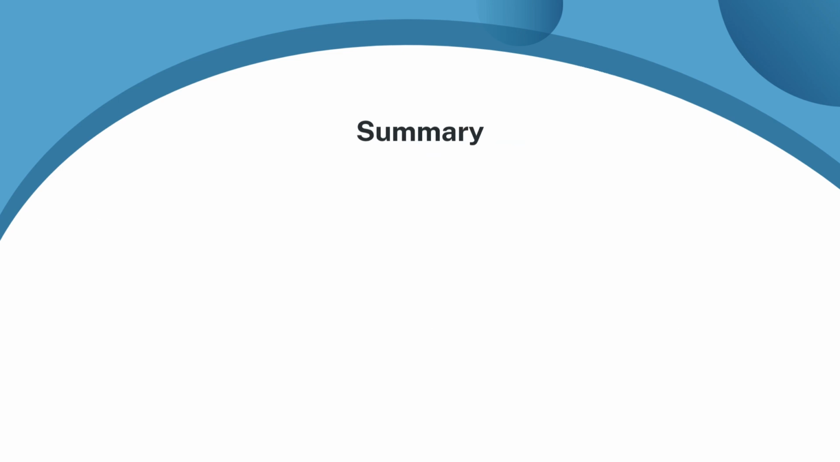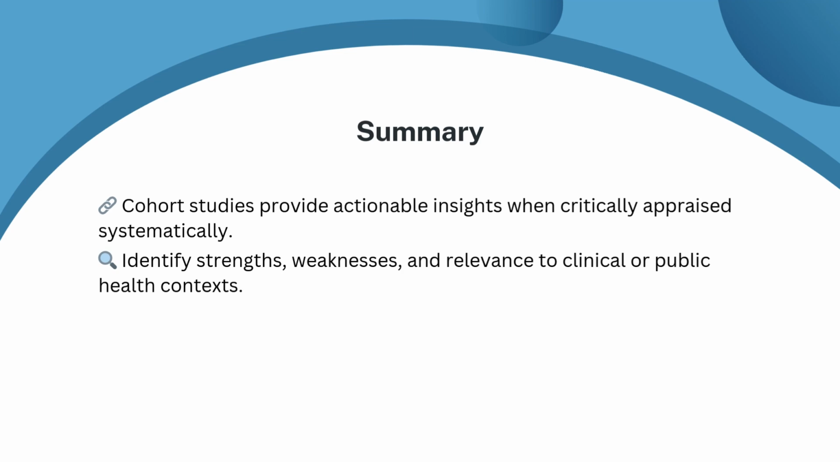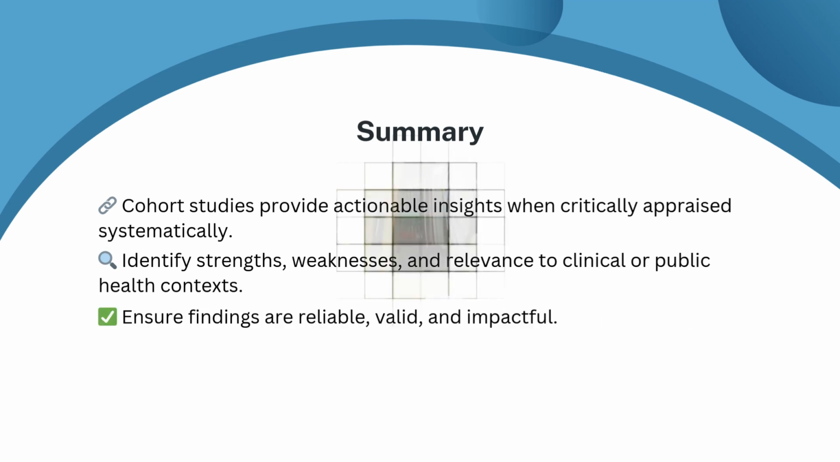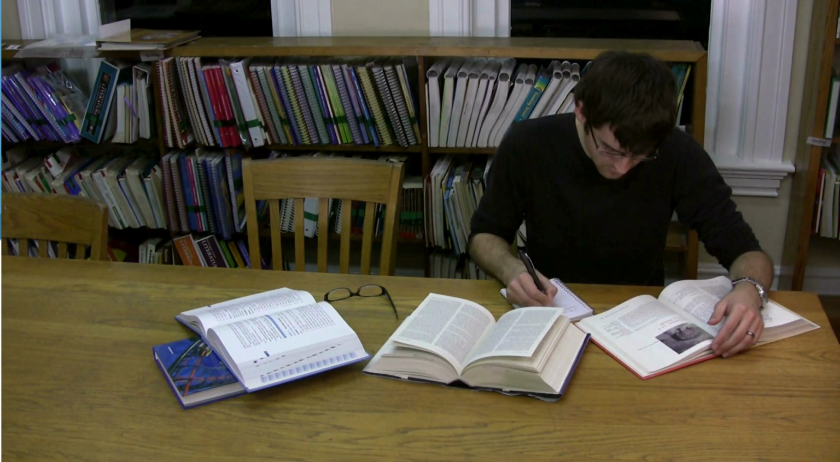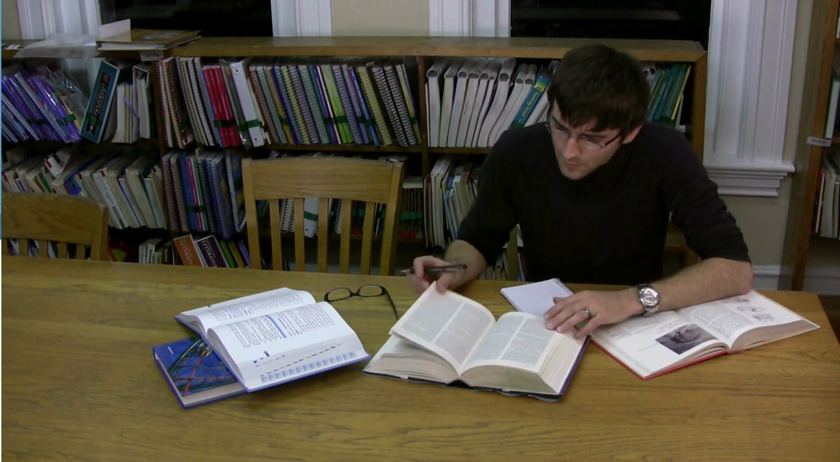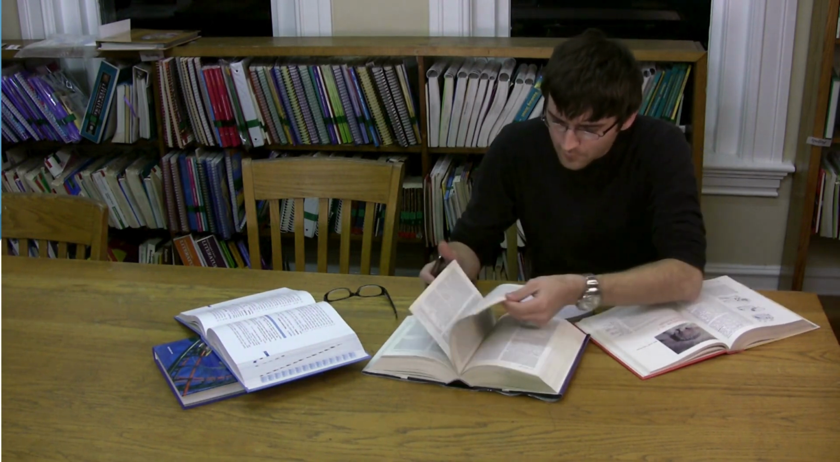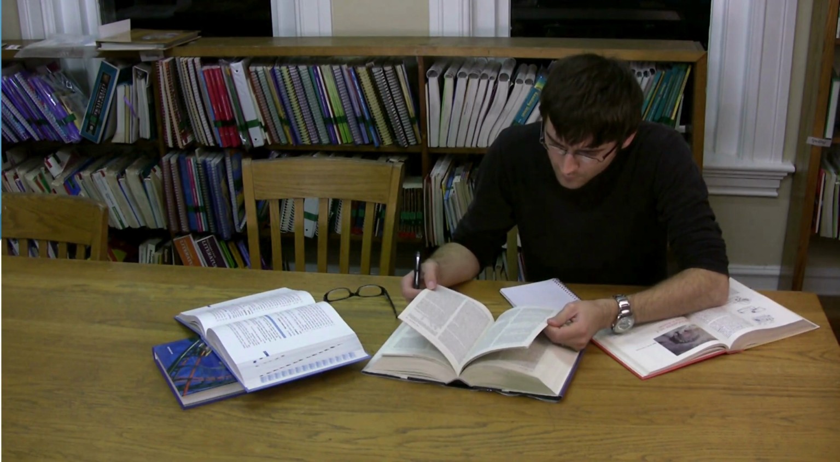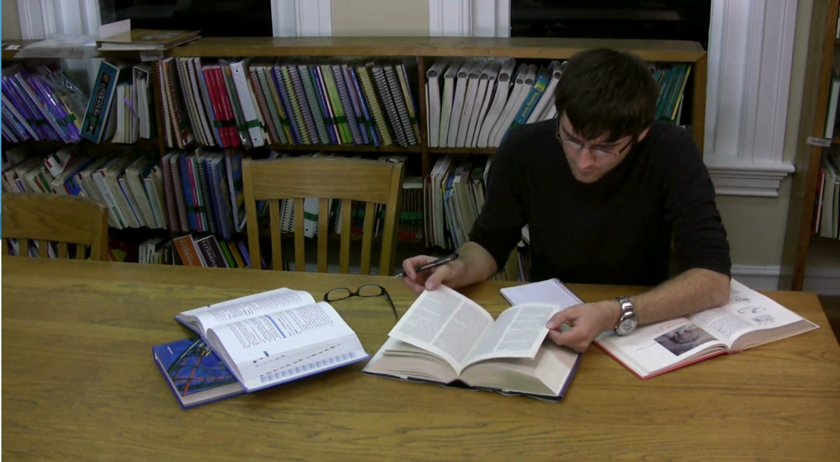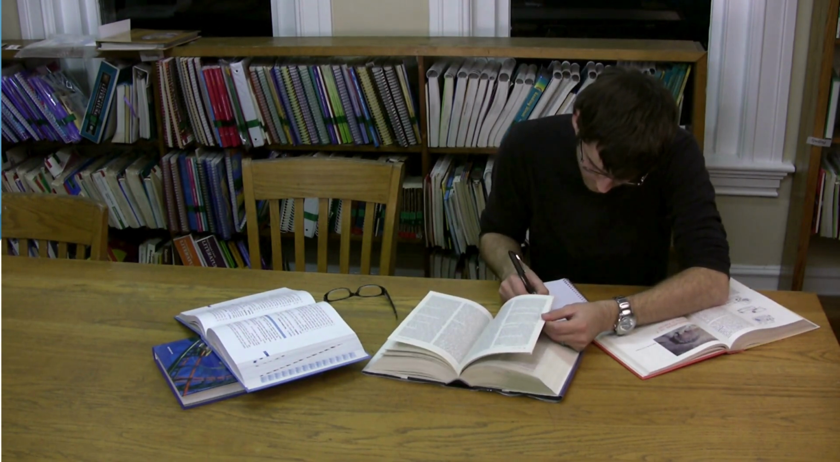Once you've gone through each of these steps, ask yourself, does the study provide valid, reliable, and actionable evidence? Are the findings significant enough to inform clinical decisions or public health policies? For example, after critically appraising a cohort study on sunscreen use and skin cancer prevention, you might conclude that the evidence strongly supports recommending sunscreen in routine care. By following this systematic approach, you'll not only identify the strengths and weaknesses of cohort studies, but also gain the confidence to apply their findings in practice.